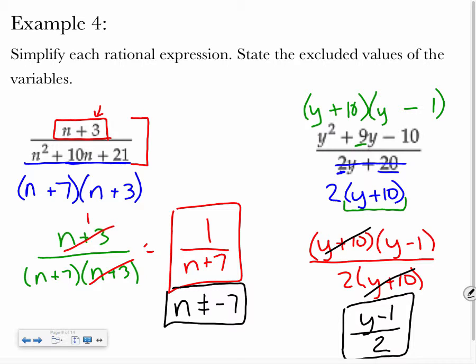Any excluded values here? If we look back, we have no excluded values for our simplified expression, but if we went back here, what number would make it an excluded value? y cannot equal negative 10 if we were up there. Okay?